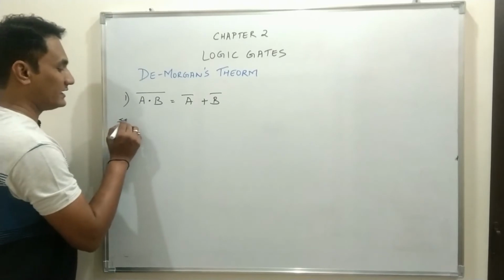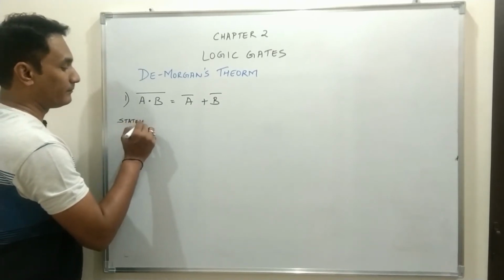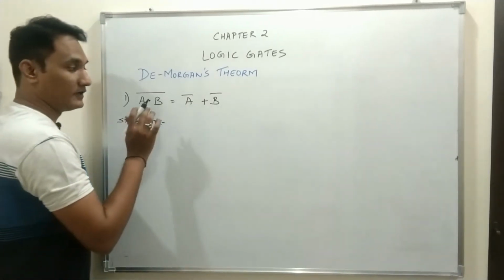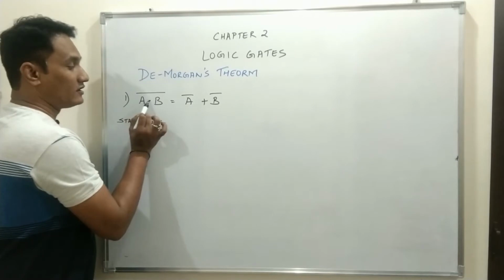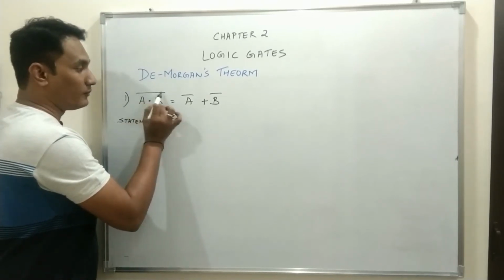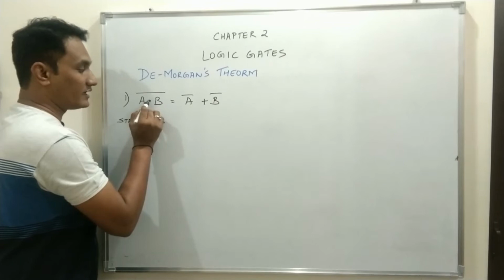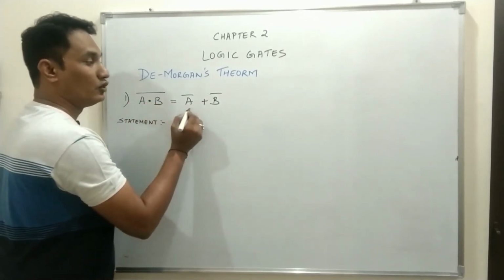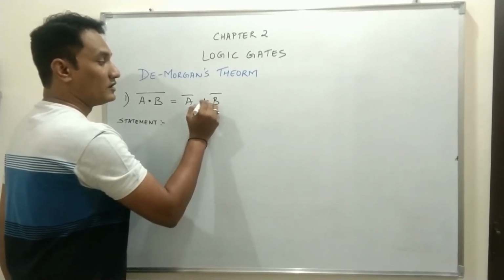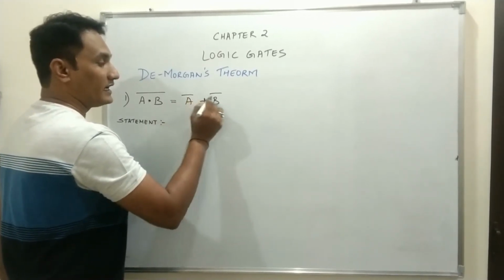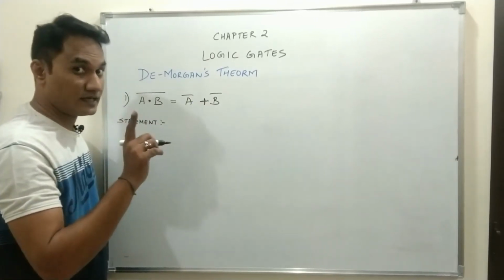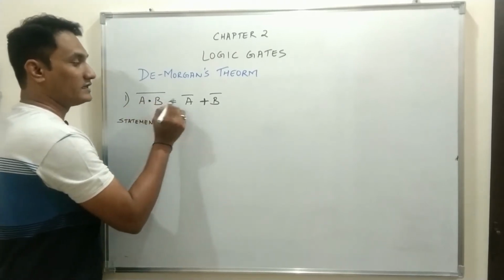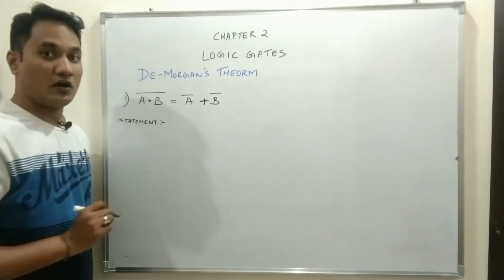So the first one is the statement. Please try to understand the statement and listen very carefully. (A dot B) whole bar: this is the complement, and this dot indicates product. So complement of product is equal to the sum of their individual complements. This is the statement for De Morgan's theorem, first theorem. Complement of product is equal to sum of their individual complements.